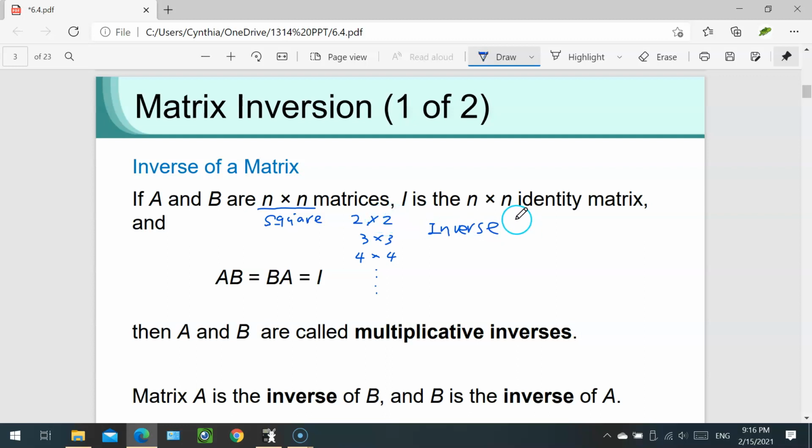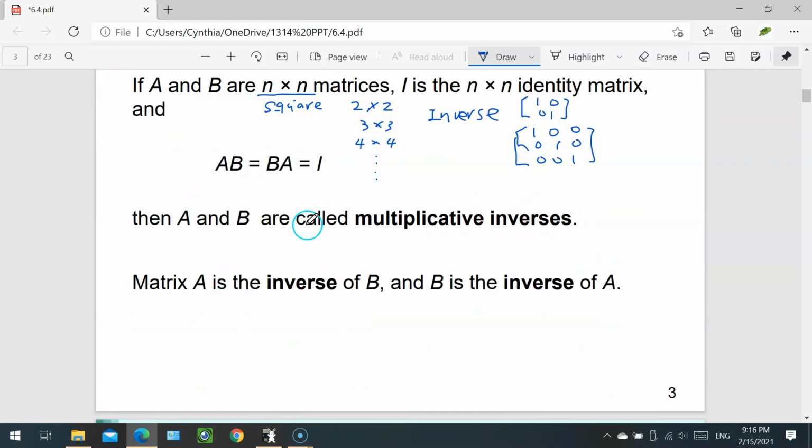Now with a 2 by 2, the identity is 1, 0, 0, 1. When the matrix is a 3 by 3 matrix, the identity matrix would be 1, 0, 0, 0, 1, 0, 0, 0, 1. So they are paired with the matrix size it has. A 2 by 2, you will have a 2 by 2 identity. 3 by 3, you will have the 3 by 3 identity.